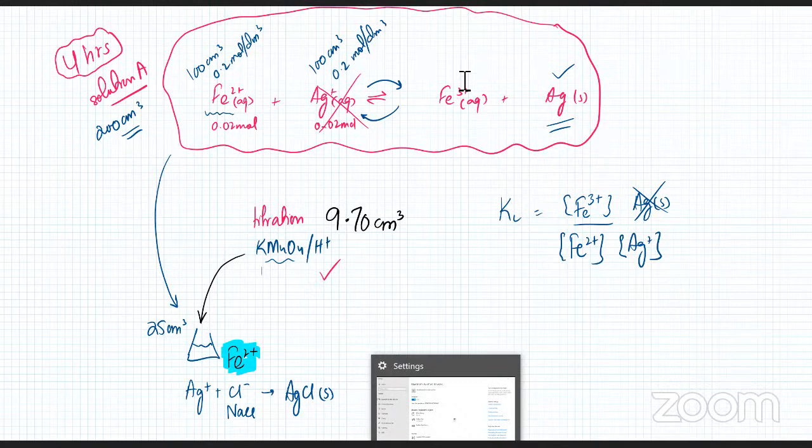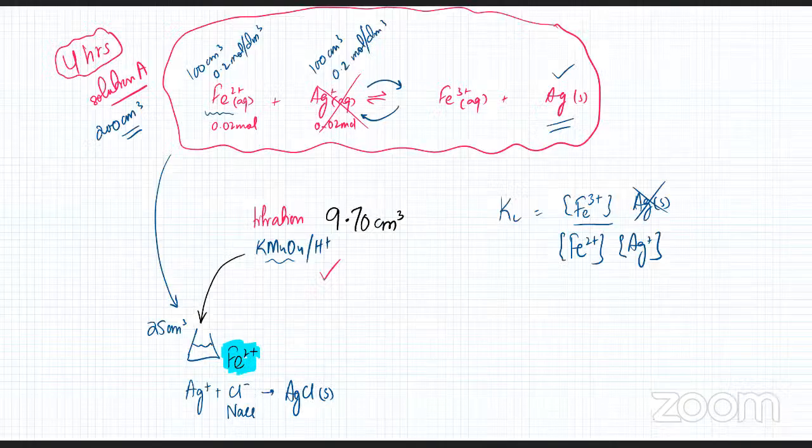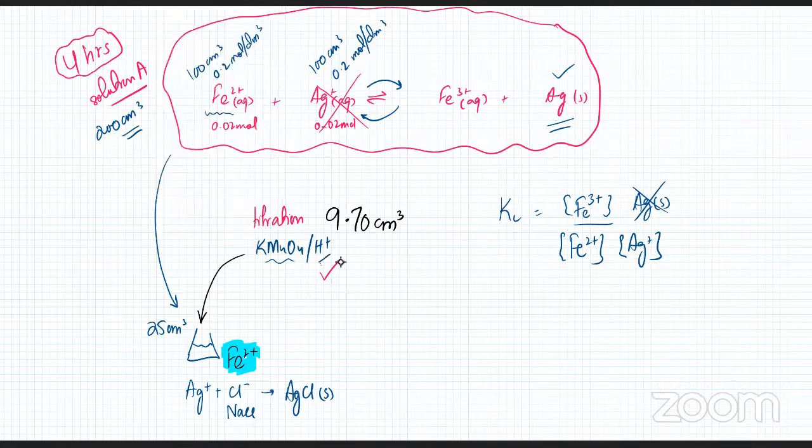So silver solid probably settles at the bottom. Okay, that's why he stopped shaking it. Suggest why a measuring cylinder is the most appropriate apparatus to use for measuring sulfuric acid. Now remember this: whenever you add KMnO4 or K2Cr2O7, it's mostly acidified. So why do you measure the acid using a measuring cylinder? Sulfuric acid was added, but why did he use a measuring cylinder?